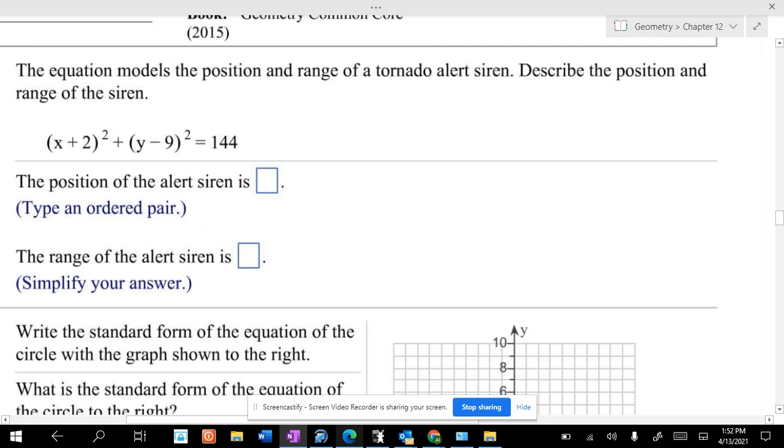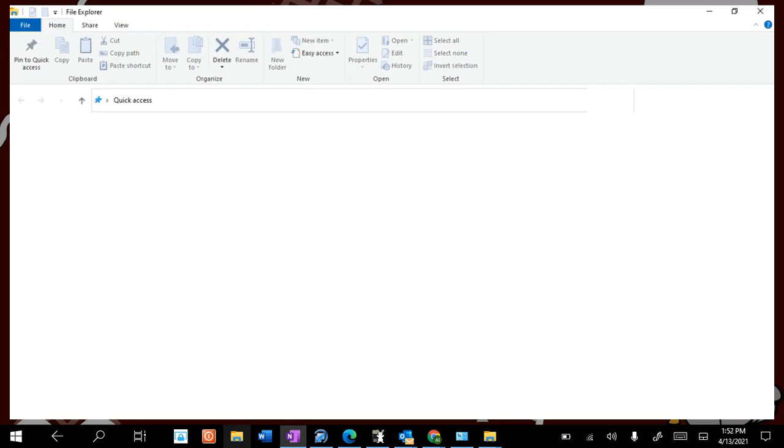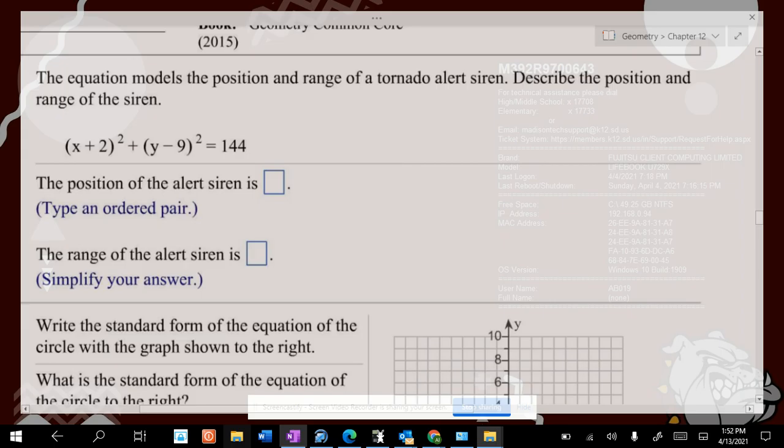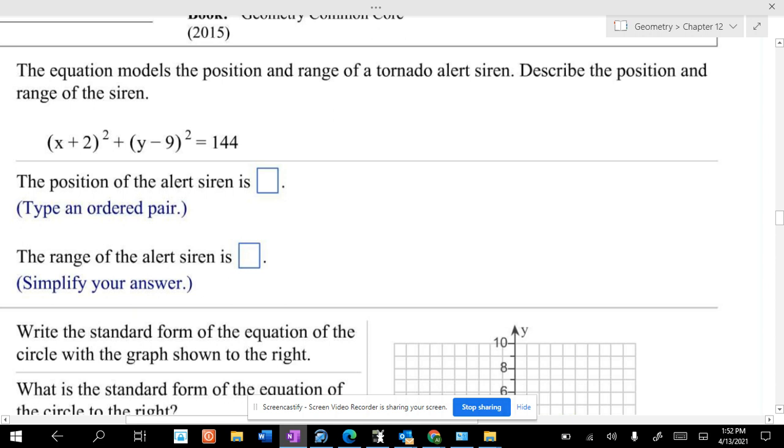The equation models the position and range of a tornado alert siren. Describe the position and range of the siren. The position is the center. Where's the center of this one? -2, +9. And the range is the radius. What's the radius? 12.